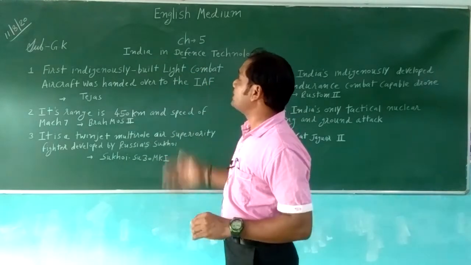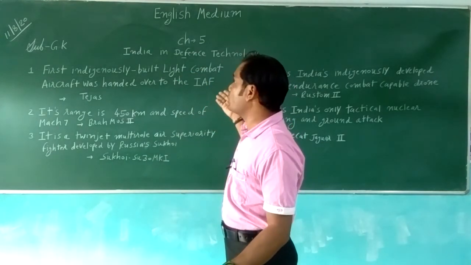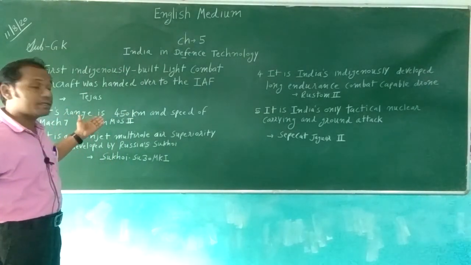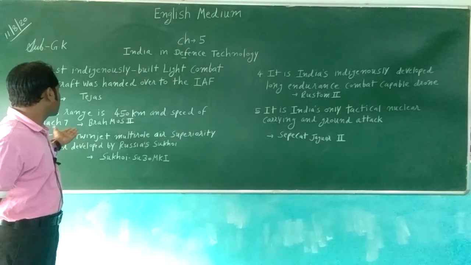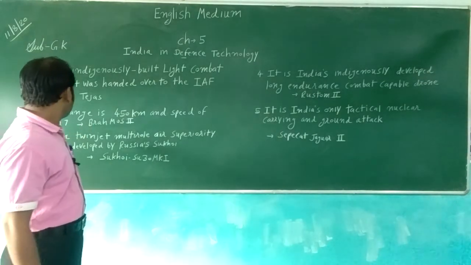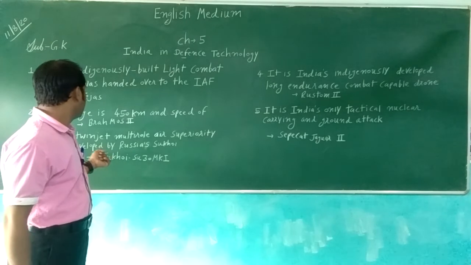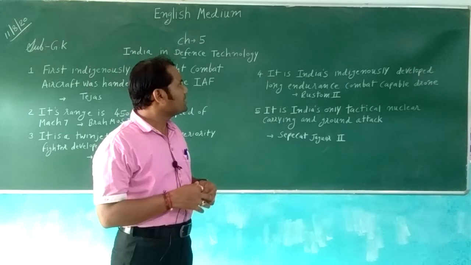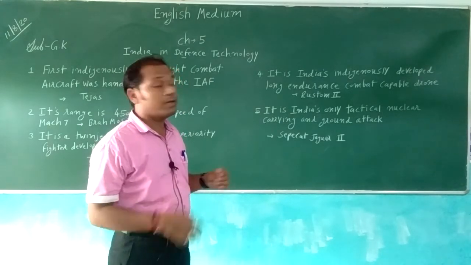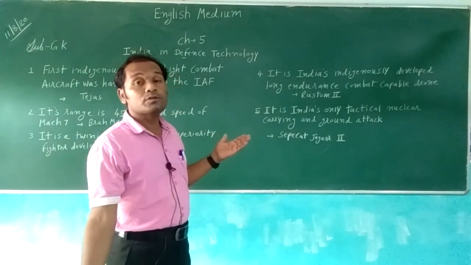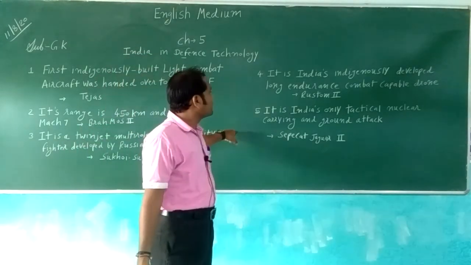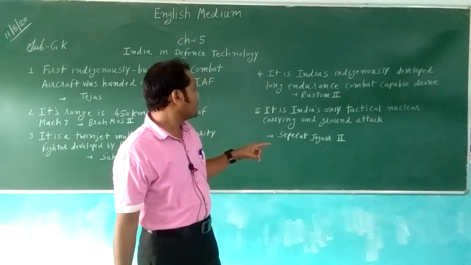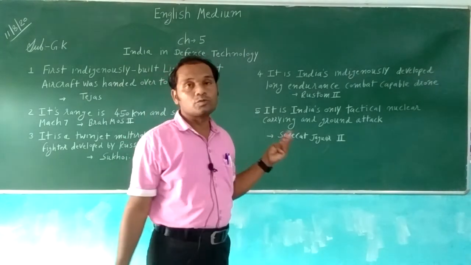So these are the three different layers. First, the indigenously built light combat aircraft, that is Tejas. Second is India's range of 450 km and speed of Mach 7, that is BrahMos second. It is a twin jet multi-role aircraft and it is called Sukhoi Su-30 MKI. India's indigenously developed long endurance combat capable drone, that is Rustam second, and India's only tactical nuclear carrying and ground attack, that is Sabakat Zagros 2.